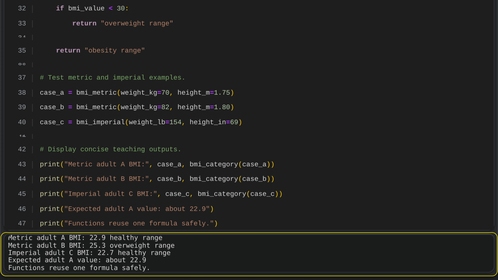This script calculates body mass index for both metric and imperial measurements. It checks that weight and height are positive, computes BMI with the appropriate unit conversion, and rounds the result to 1 decimal place. It also classifies each BMI as underweight, healthy, overweight, or obesity. Sample tests print the calculated values and categories to show that the functions work consistently across unit systems.